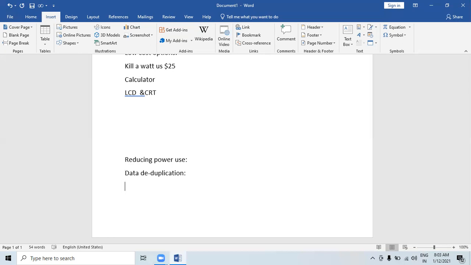Then virtualization. The biggest power draw in your IT infrastructure is from your servers themselves. They can account for 50% of the power coming into your data centers. The best way to reduce this power use is to reduce the number of servers you use.